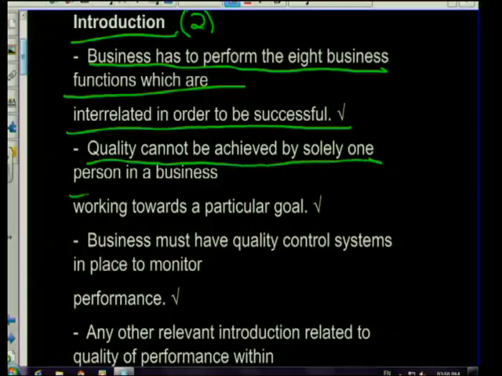Then quality cannot be achieved solely by one person in the business working towards a particular goal. And we mentioned that earlier with TQM, for example. Management has to work with employees and make sure that everything they're doing is working towards the quality of the product or the service. So it's not just one person's job to make sure the quality is good. So there's your introduction. Remember, you can use anything else related to quality management, for example, in this case, or even the business functions. Let's go to the body.